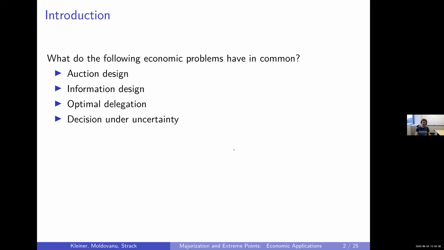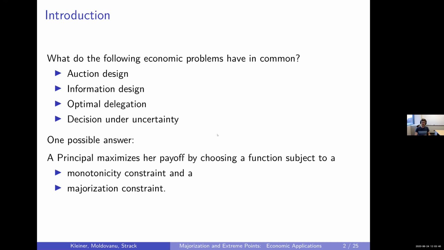One possible answer to this question, and the perspective that we take in this paper, is that in all these problems you can formulate it as a problem where a principal wants to maximize her payoff by choosing a function, but she is constrained: she can only choose a monotone function, and that function is subject to some majorization constraint. I'll explain in two slides what we mean by the majorization constraint.